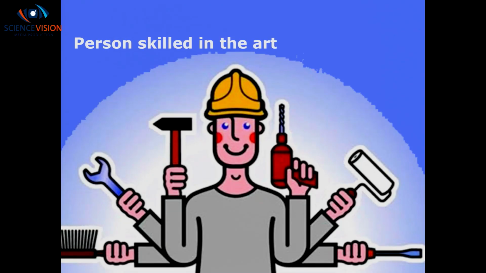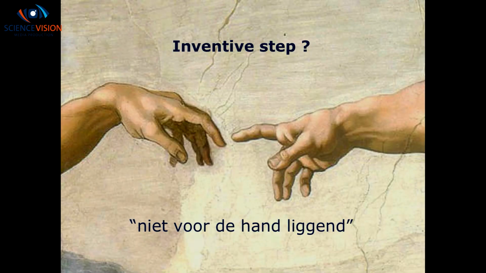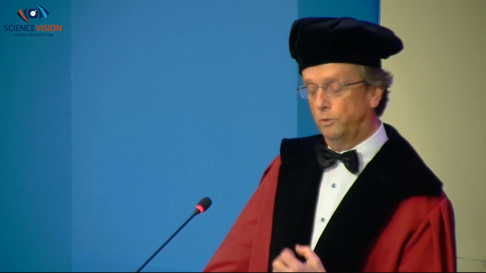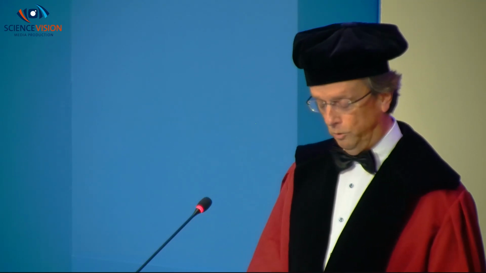So it's not a professor of a technology, it's not a PhD candidate, it's the person skilled in the art, the vakman. And to be able to get a patent, he needs to make an inventive step. And something is inventive if it is not obvious, if it is not within reach for him. Niet voor de hand liggend in Dutch. So that benchmark, that hurdle to take, is actually quite low.